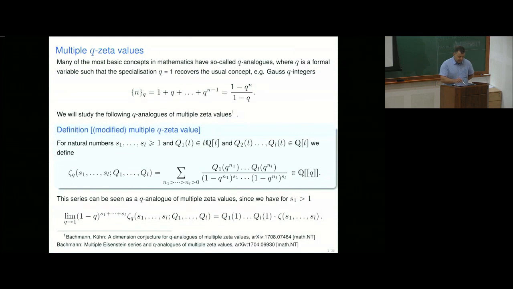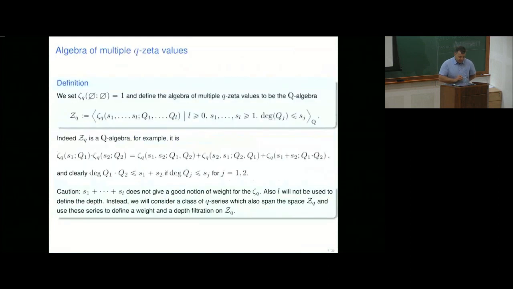Okay, and now you can make again a vector space of all these multiple q-zeta values, and you want the constant also to be a multiple q-zeta value. If you have no index and no polynomial, it should just be 1. Then it's quite easy to see that if you multiply two of these objects, it will again be a linear combination of these objects.